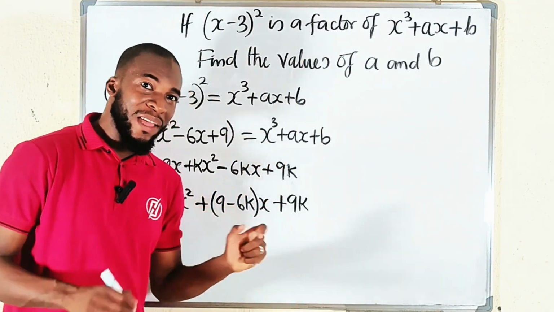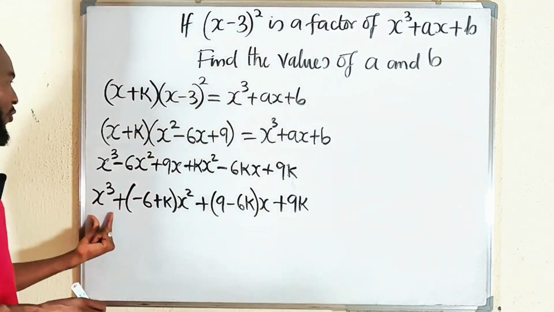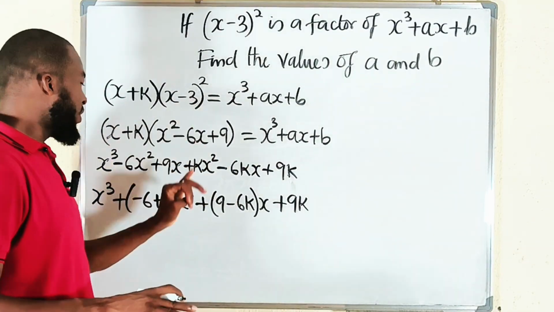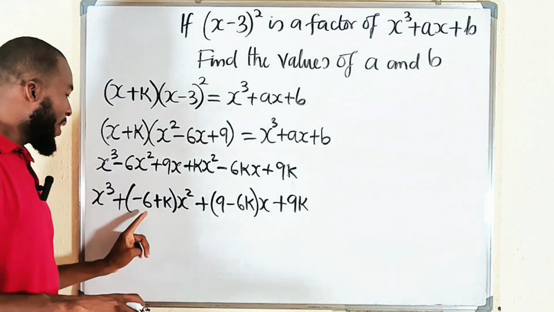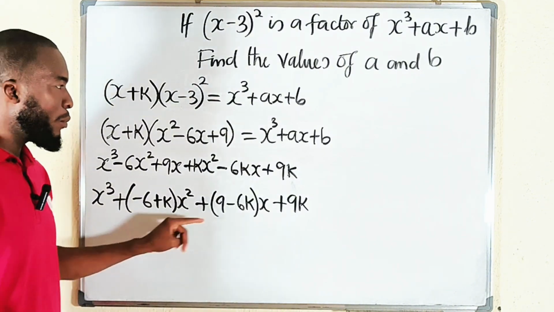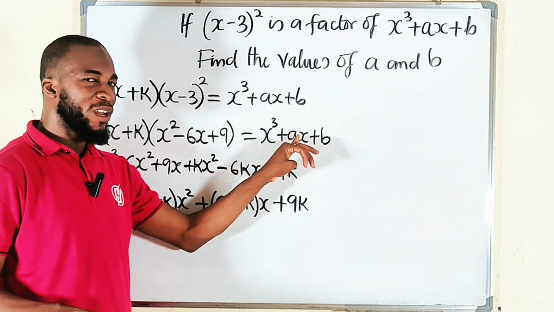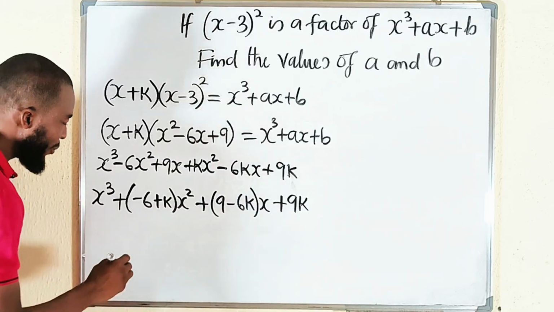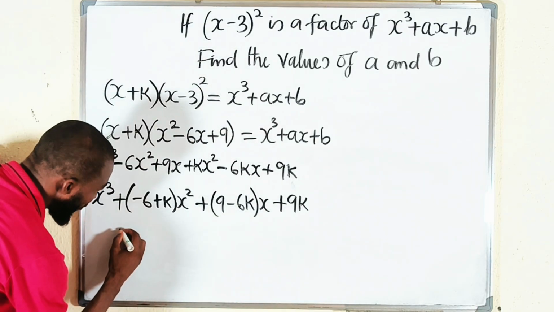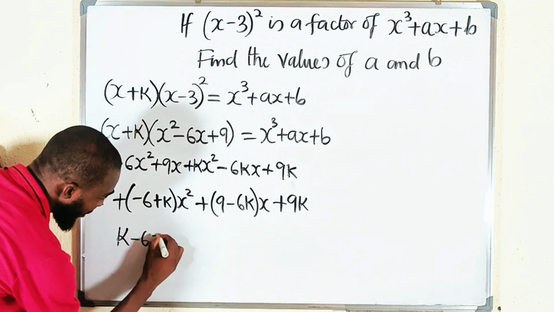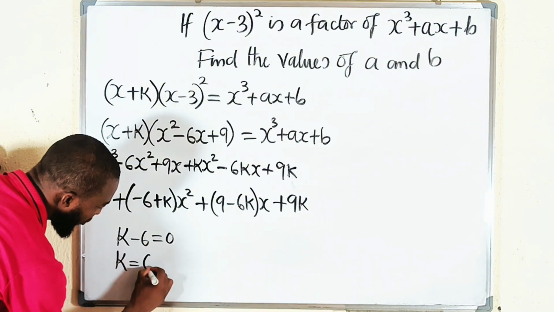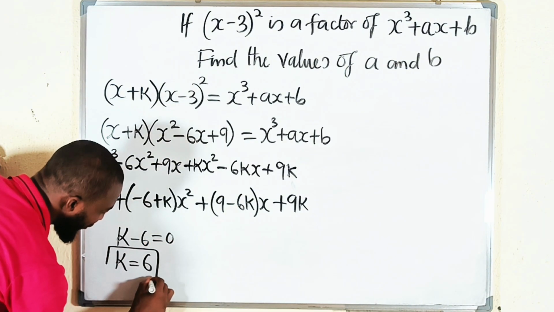Remember, this is equivalent to this. So we are going to relate their coefficients. x cubed and x cubed, they are the same, so we don't have to worry ourselves. What is the coefficient of x squared here? It's minus 6 plus k, but we don't have any term with x squared, which implies that minus 6 plus k must be equal to 0. So k minus 6 all the same equal to 0, which implies that k is equal to 6.